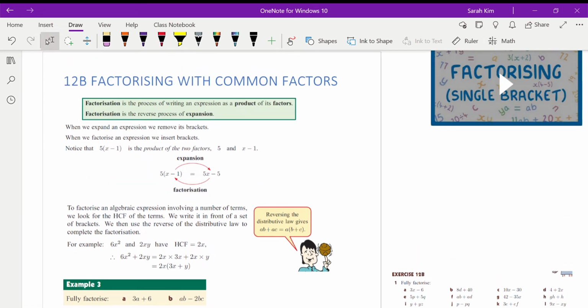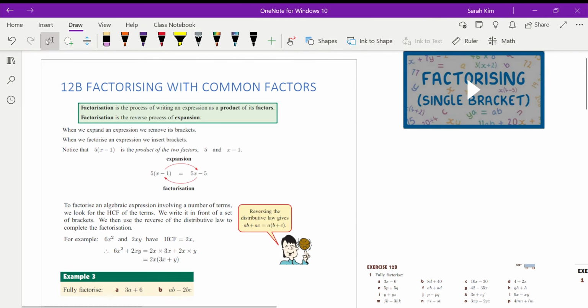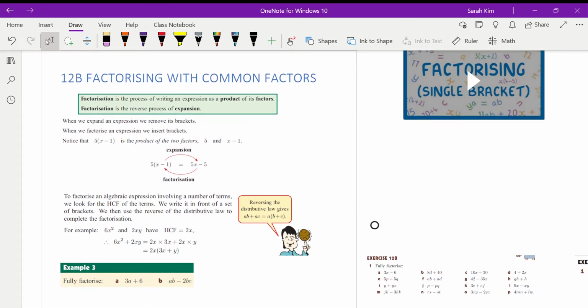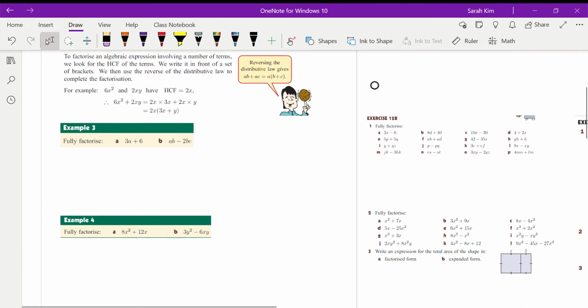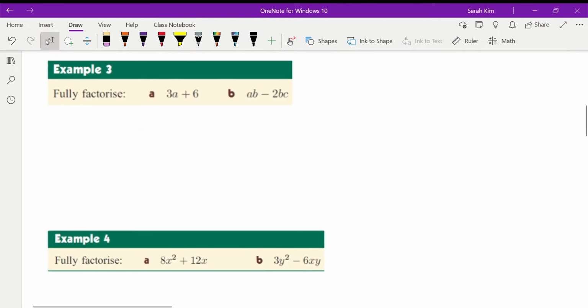Alright, so we've looked at common factors and highest common factors. Now what you're going to do is actually do the step called factorising using those two ideas that we have learned about. So let's begin with these ones. Everyone should be copying it down in their booklets. So example 3, we need to fully factorise 3a plus 6.